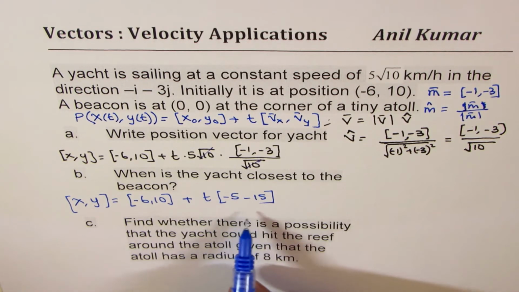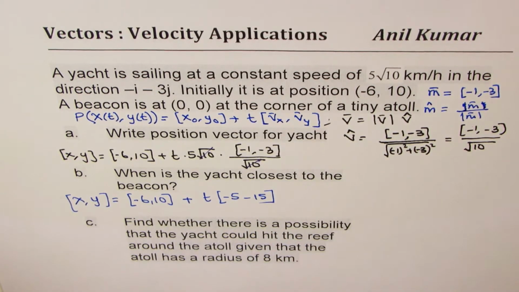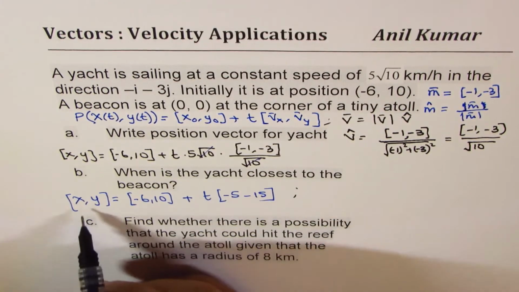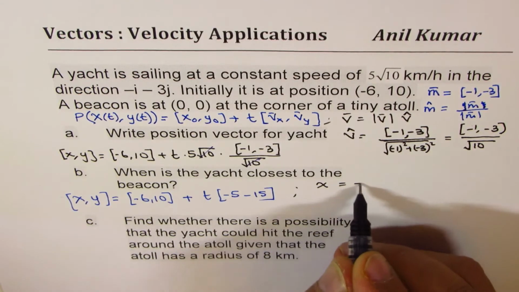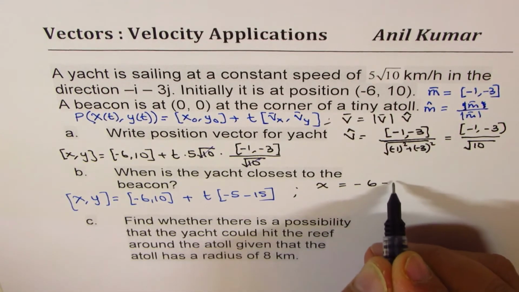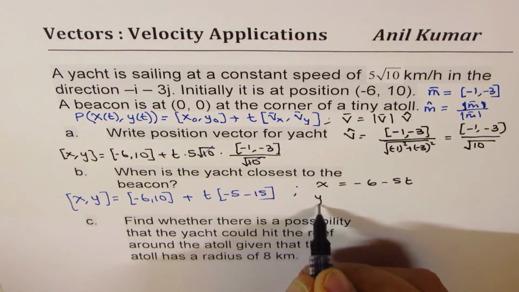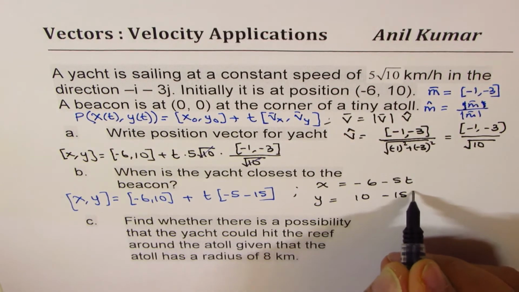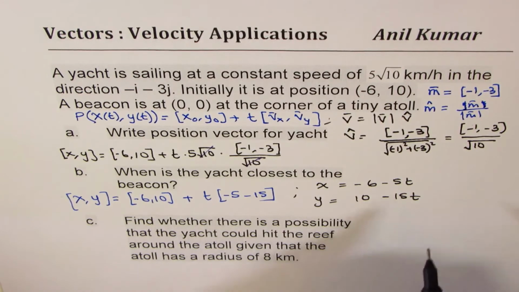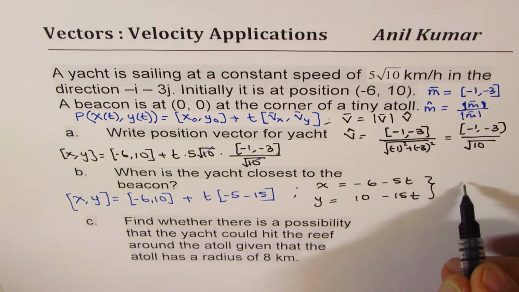You can also write this in parametric form. So let's write it down in parametric form also. We can say x is equal to minus 6 minus 5t, and y is equal to 10 minus 15t. Correct? So that is the result for part A.